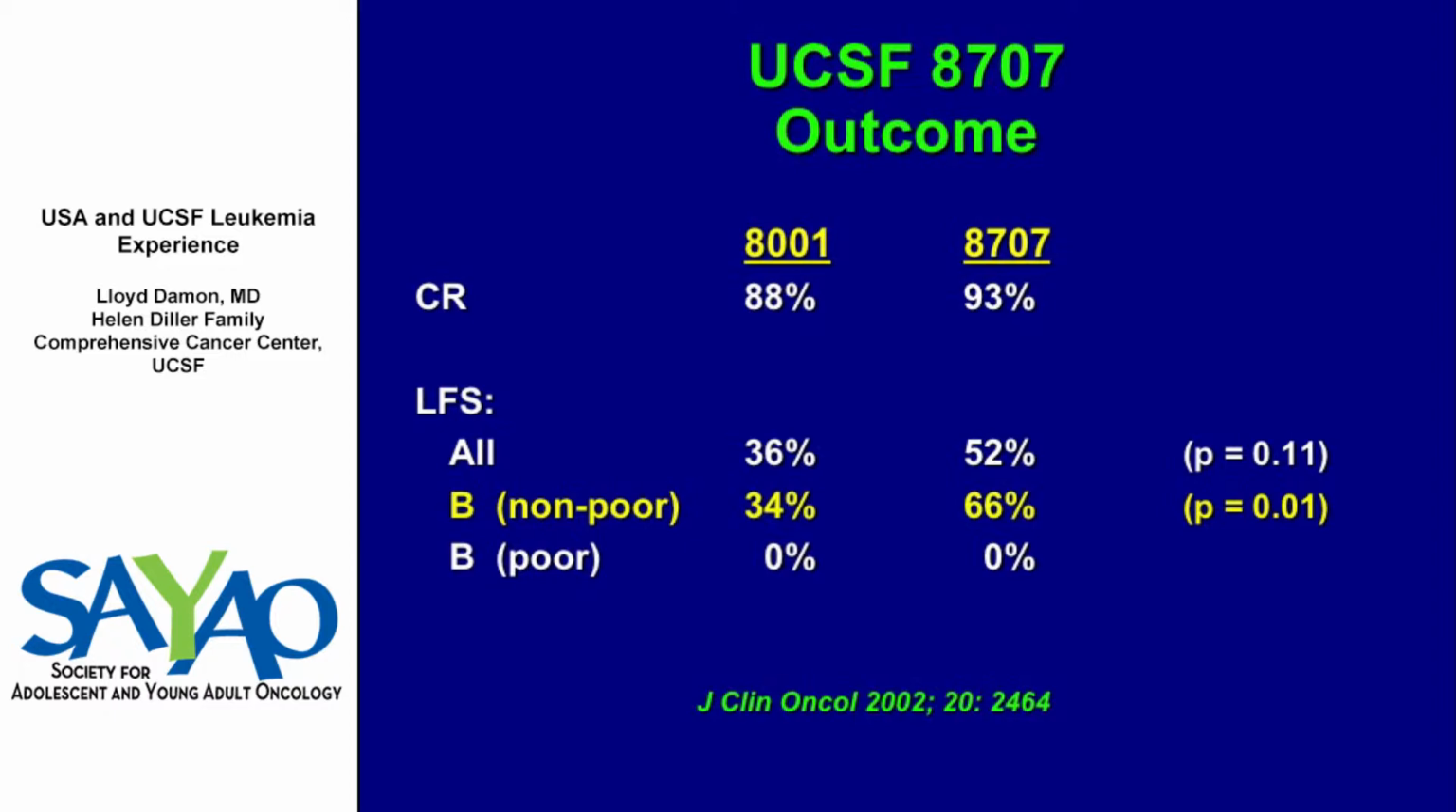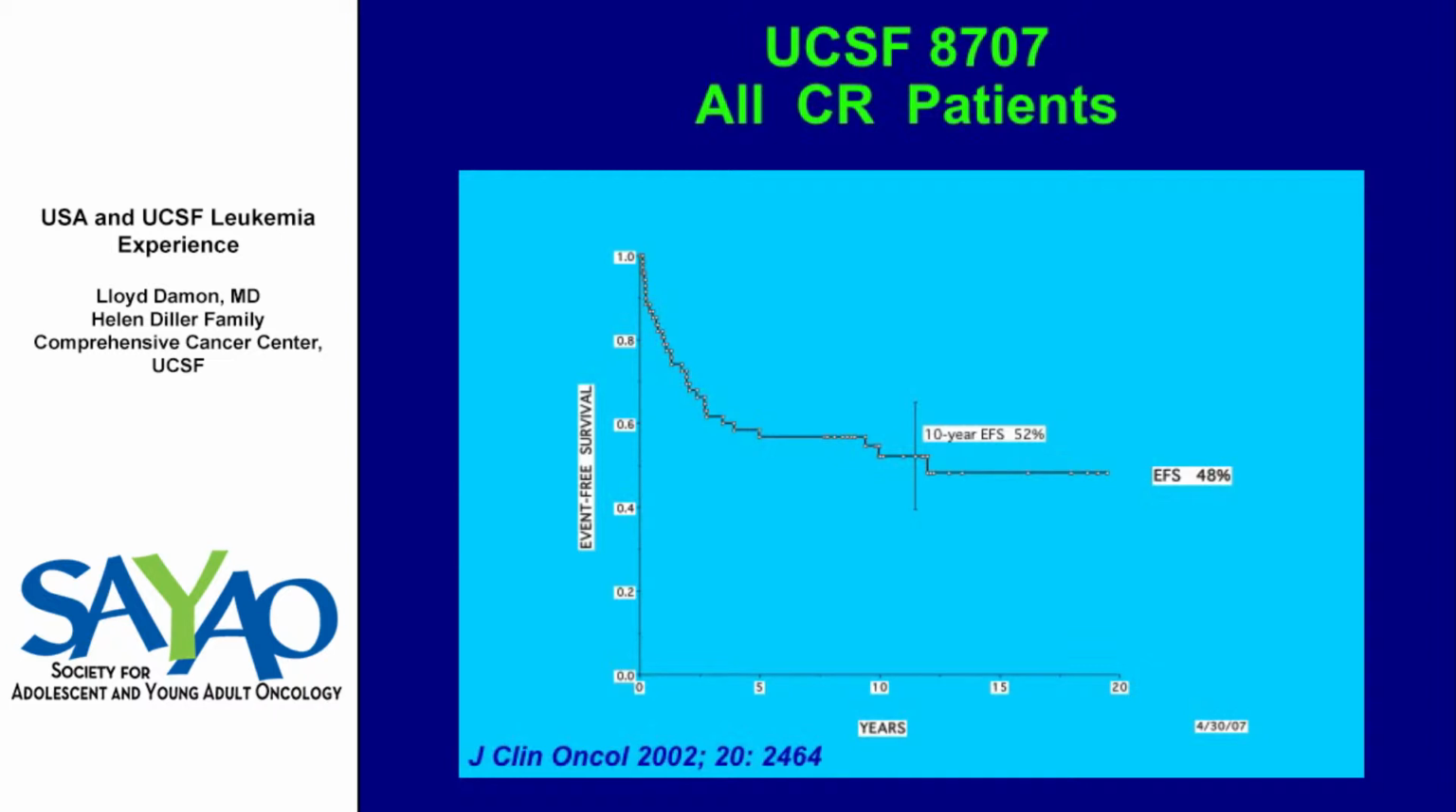So this is just comparing the 8001 results to the 8707 results. The complete remission, as typical now, above 90%. For all individuals, the leukemia-free survival improved from 36% to 52%. For the B lineage individuals who did not have poor features, we doubled from 34% to 66%, looking like a marked improvement. For those with poor features, we didn't help anybody.